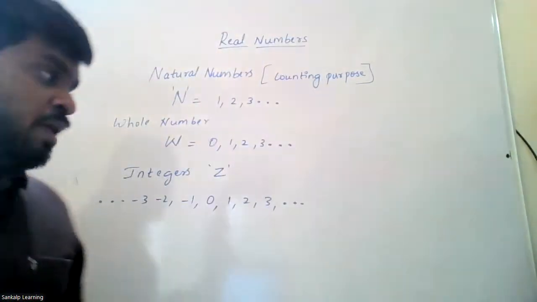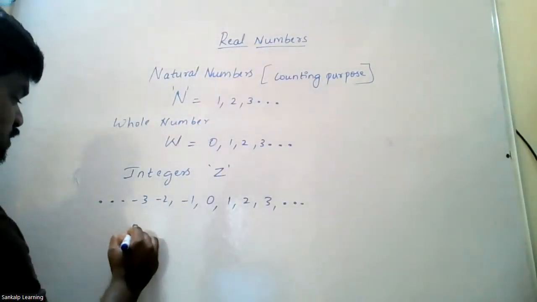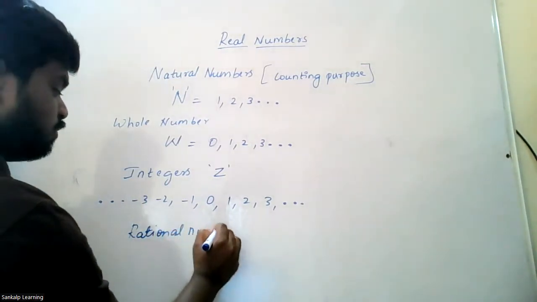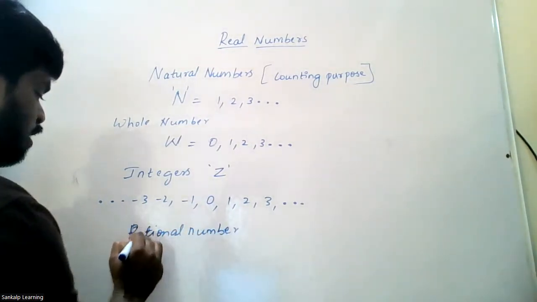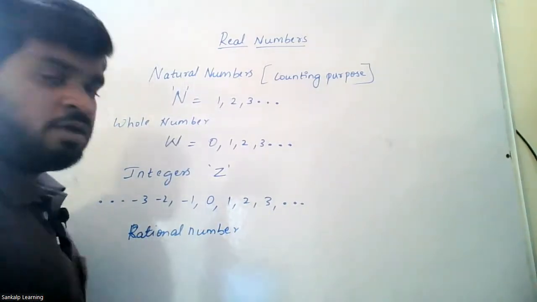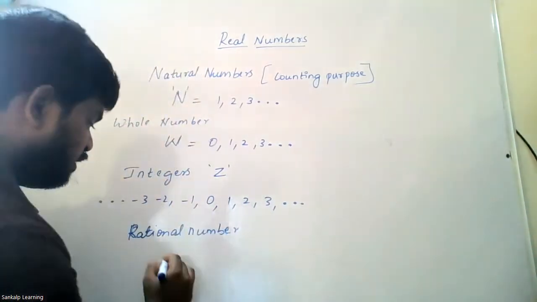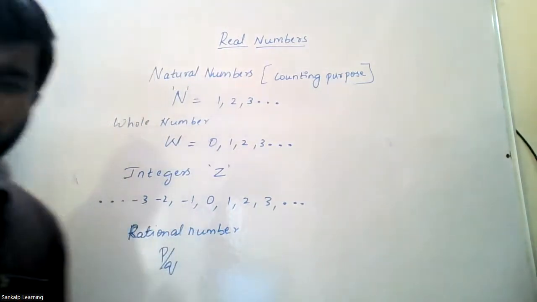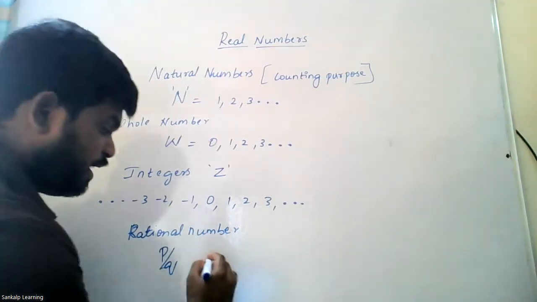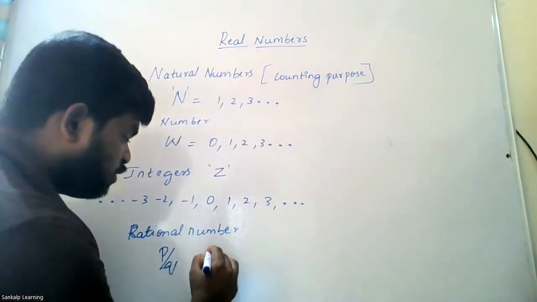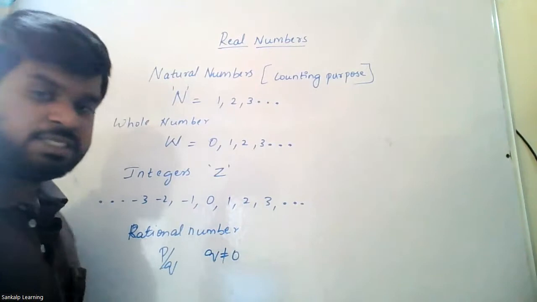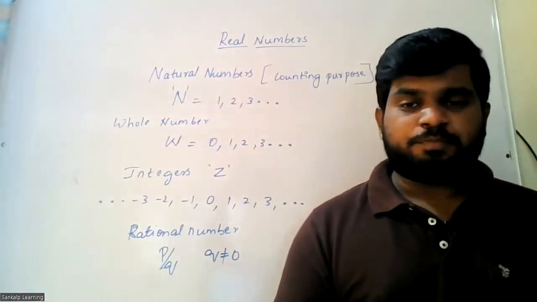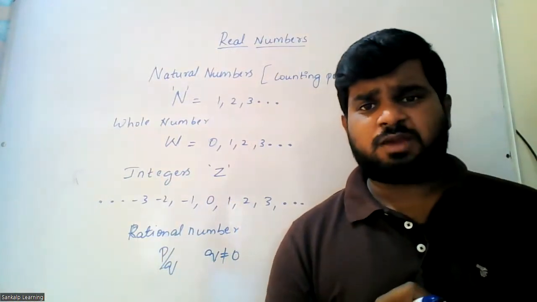The next type of numbers is known as rational numbers. What is this rational number? Those numbers which can be written in the form of p by q, where p and q are integers and q should not be equal to 0. Why should q not be equal to 0?